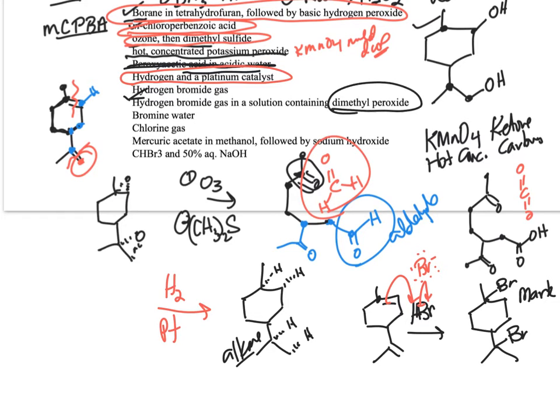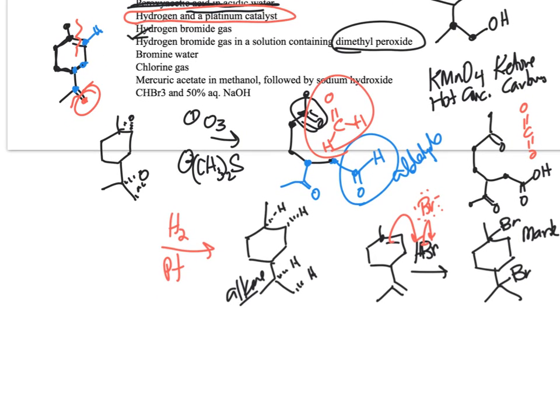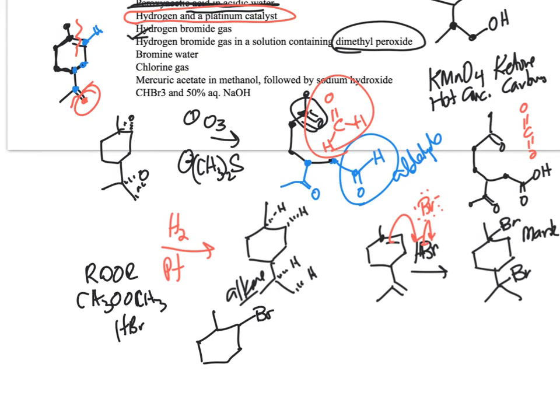If you put it in a solution containing dimethyl peroxide, what does that look like? That's your ROOR, HBr. Now you're going to get the anti-Markovnikov. So when you have those two to choose from, it's going to go on the least substituted. So this is your anti-Markovnikov product.